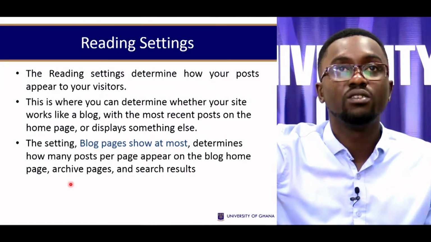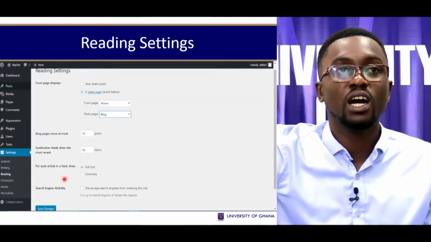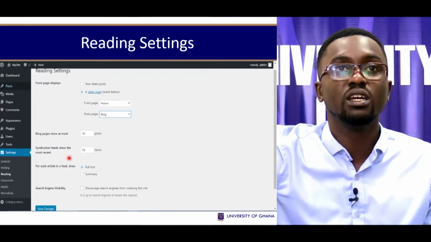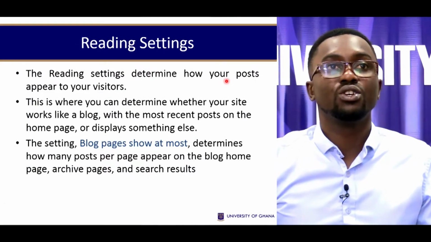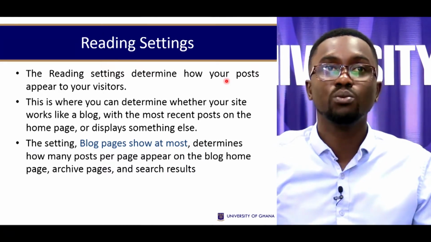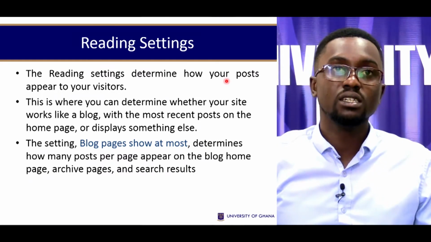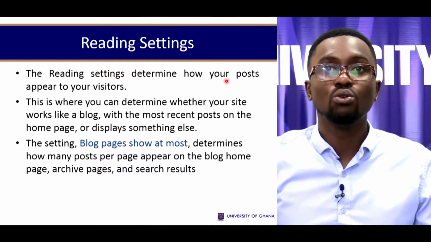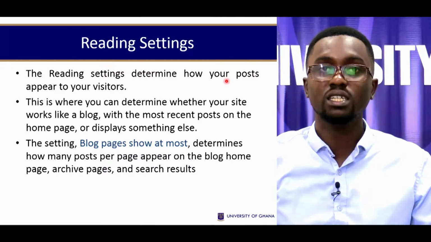We also have the reading settings, which obviously you get to by going to settings and then clicking on reading, and then we have all these settings available to you. Now, the reading settings determine how your posts appear to your visitors. This is where you can determine whether your site works like a blog with the most recent posts on the home page or displays something else entirely. The setting Blog pages show at most determines how many posts per page appear on a blog home page, archive pages, and search results.